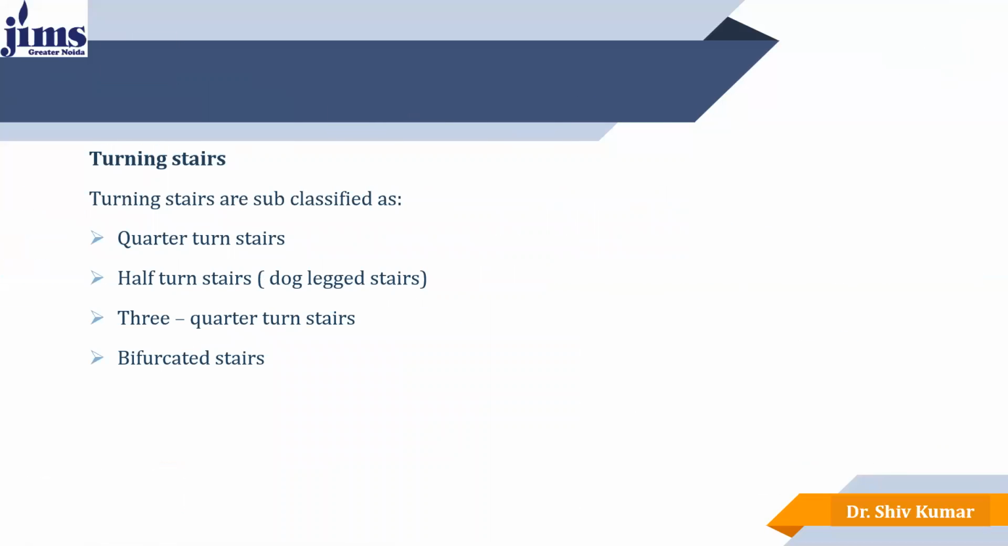The next is turning stairs. The turning stairs are further classified into four types of categories. The first one is the quarter turn stair, then half turn stairs, which are also known as the dog leg stairs, three-quarter turn stairs, and bifurcated stairs.